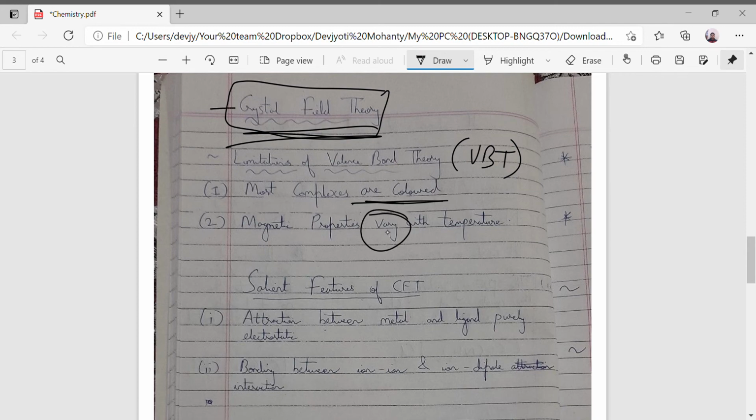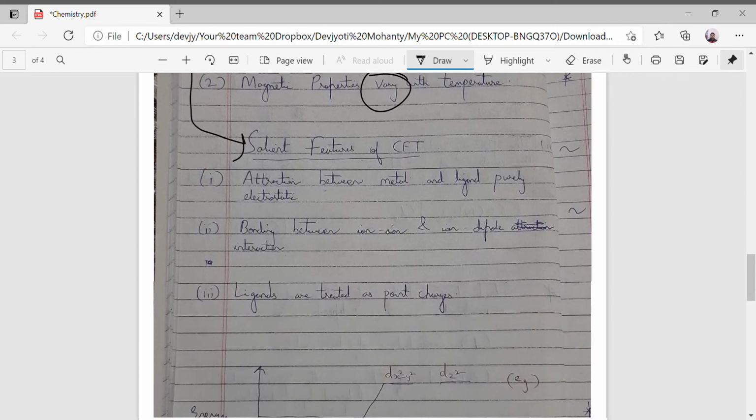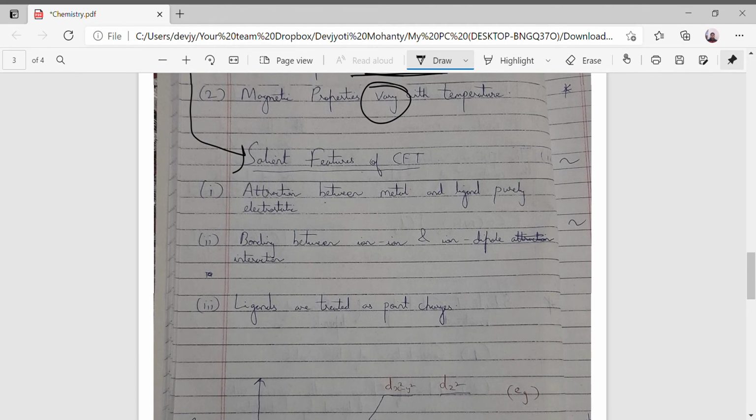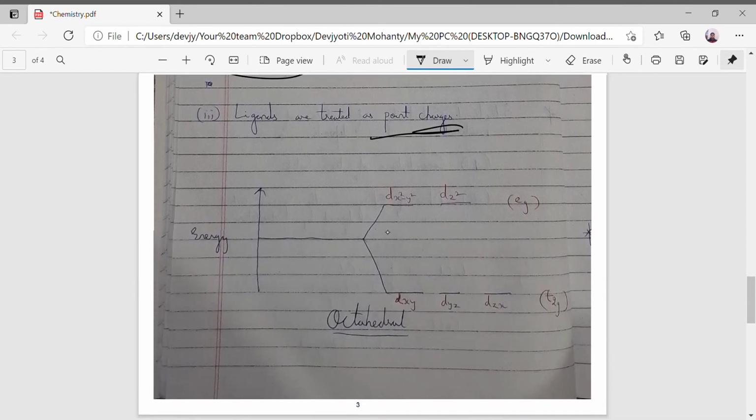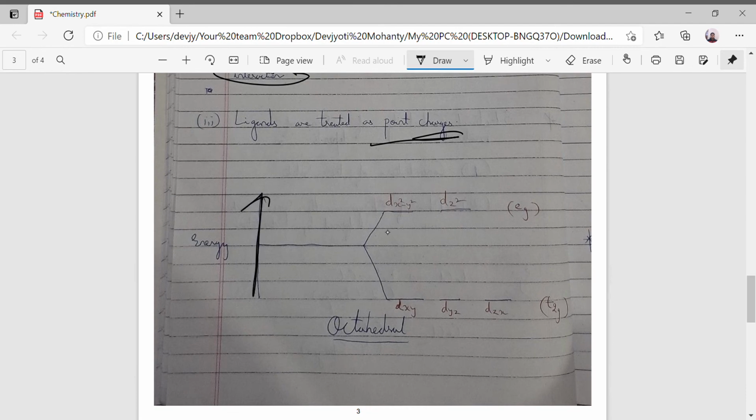Then let's come to the salient features of crystal field theory. The attraction between metals and ligands is purely electrostatic, and bonding takes place through ion-ion and ion-dipole interaction. Ligands act as point charges. Let me show you the diagram of the octahedral. This is the energy axis. This is dxy, dyz, dzx, the t2g part, and this is dx2-y2 and dz2, the eg part. So this is the structure of the octahedral.